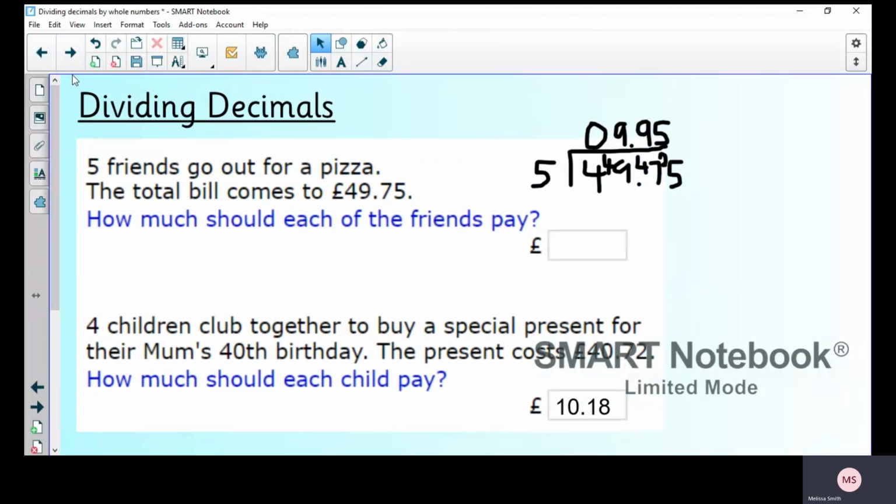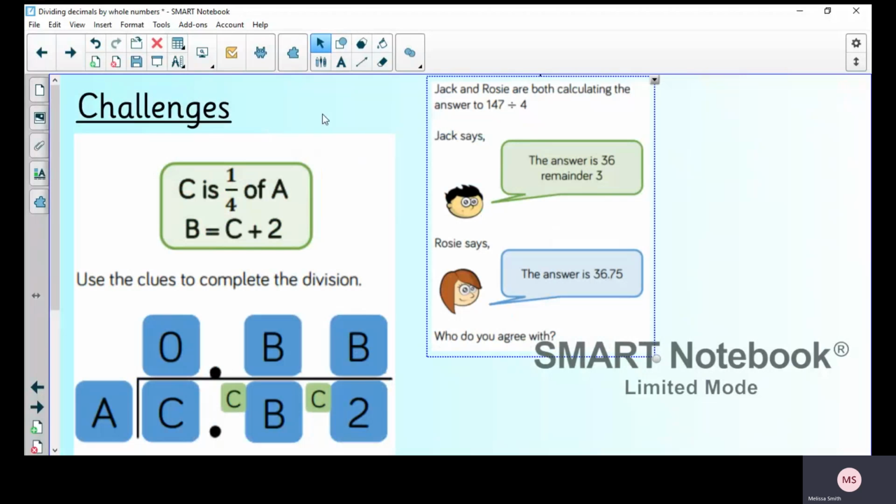So that's it for dividing decimals today. It's quite a simple lesson. We've done it in class before, so this should have just been a quick refresh to recap your minds on how we divide with decimals. Let's have a look at our challenge questions. So pause the video now, have a go at the challenge questions. We'll go over them in tomorrow's video.